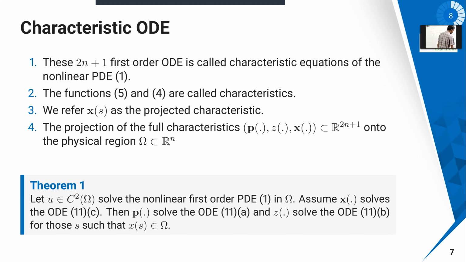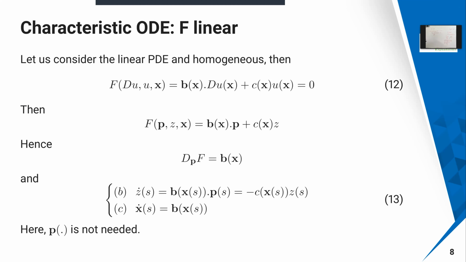Let us see that for this problem, the linear PDE, the general setup. In that case, D_pF becomes b, which is p of x. So z data base, I'm just going to calculate. D_pF is nothing but p of x of s, dot p of s. Since this part is equal to 0, you can write p of x dot p, which becomes minus c of x of s into z of s.